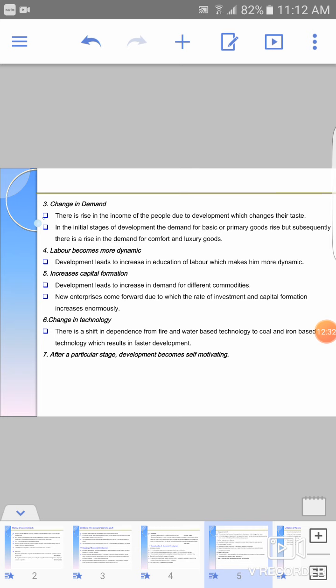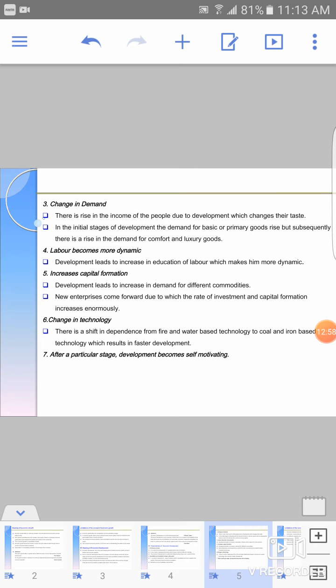Okay, their taste will change as well. In the initial stage of development, the demand for basic and primary goods will rise. But subsequently there is a rise in the demand for comfort and luxury goods. As the income level increases, the taste will change and they'll move towards comfort and luxury goods from primary and sub-primary goods.